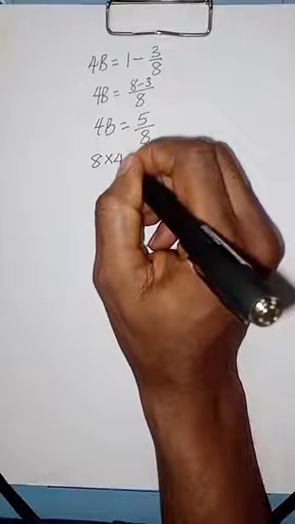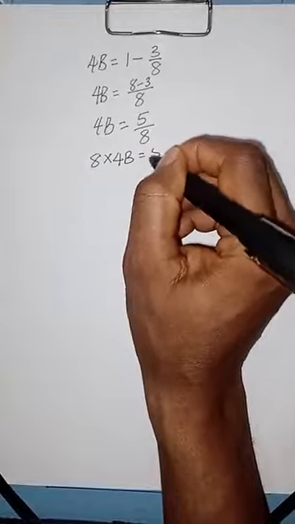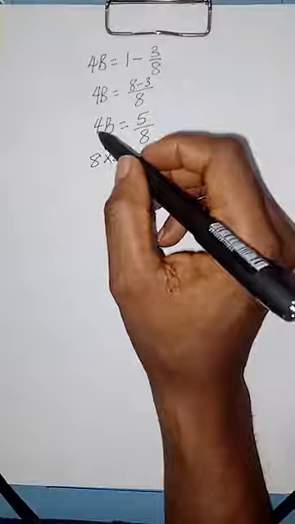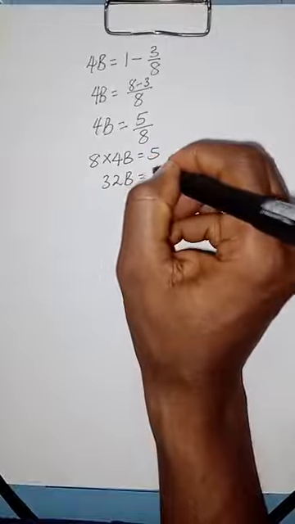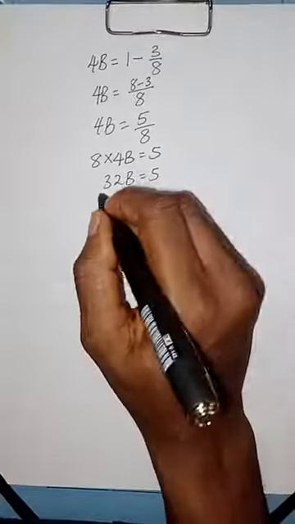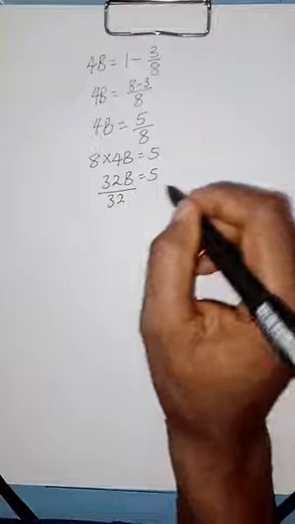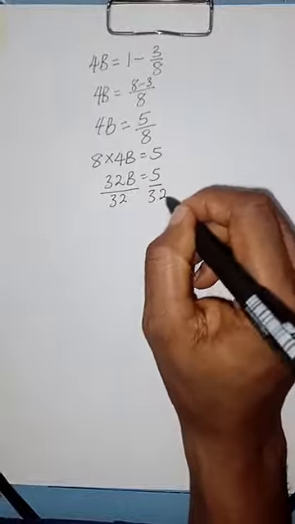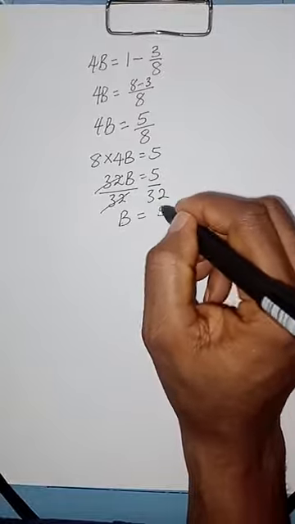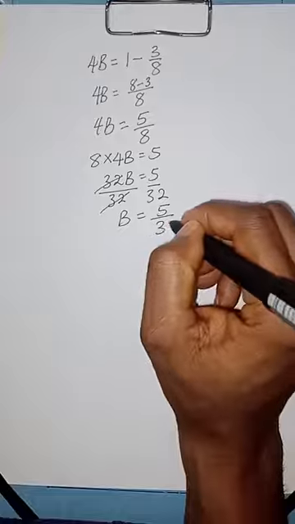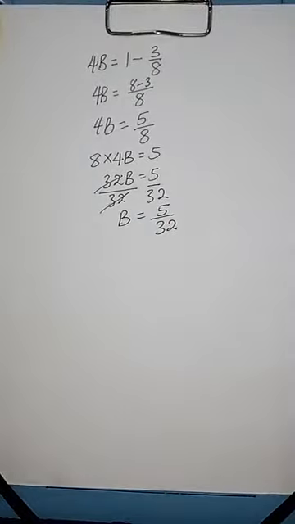8 times 4b equals to 5. The 8 moves to the side to multiply 4, and that's 32b equal to 5. So at this point, it's easier for you to divide by the coefficient 32. And then the value of b is 5 divide 32.